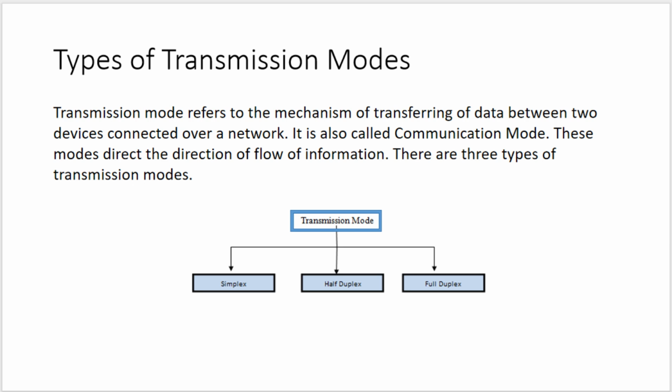So we come to the types of transmission. Transmission mode refers to the mechanism of transfer of data between two devices connected over a network. It is also called communication mode. This mode directs the direction of flow of information. So there are three types of transmission mode: one is simplex, second is half-duplex, and the third one is full-duplex.